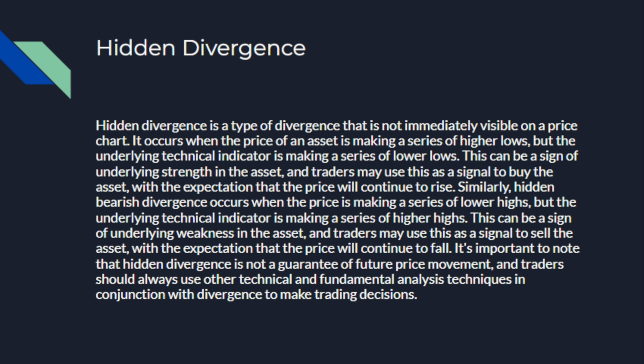Similarly, hidden bearish divergence occurs when the price is making a series of lower highs, but the underlying technical indicator is making a series of higher highs. This can be a sign of an underlying weakness in the asset, and traders may use this as a signal to sell the asset with the expectation that the price will continue to fall. Again, it's important to note that hidden divergence is not a guarantee of future price movement, and traders should always use other technical analysis and fundamental analysis techniques in conjunction with divergence to make trading decisions.